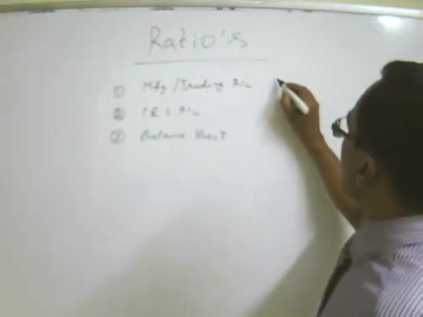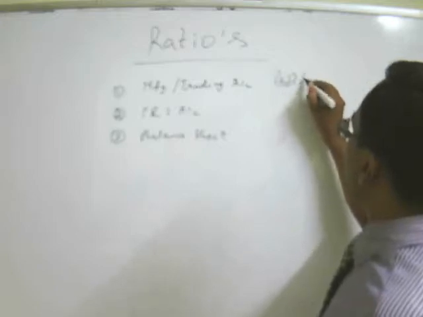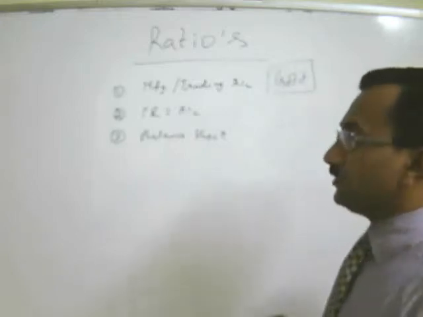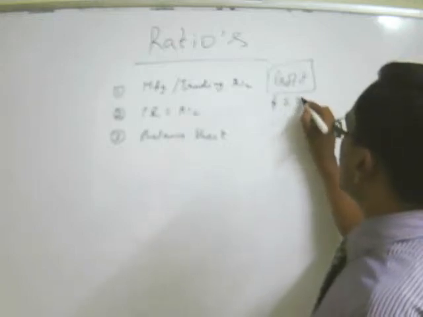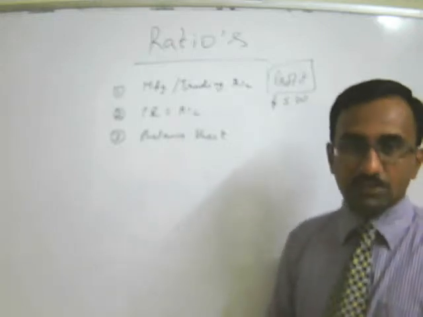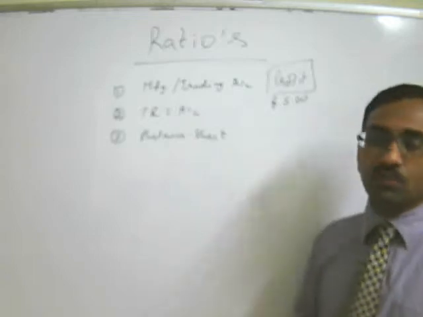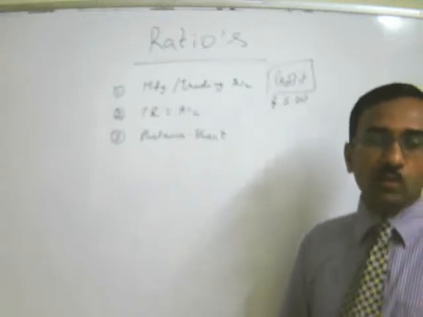Now we will go with certain things like this profit. Suppose there is a profit, say the profit is 5 lakh rupees. Now whether this 5 lakh rupees which that particular firm has earned is good or bad, how can you say?